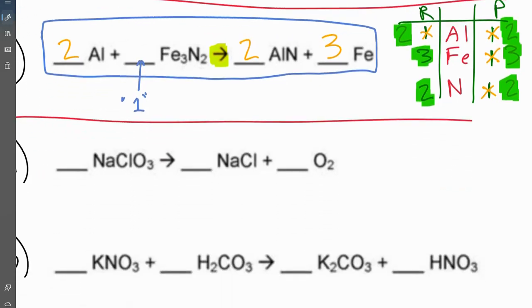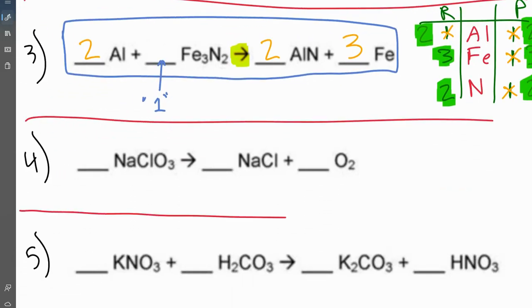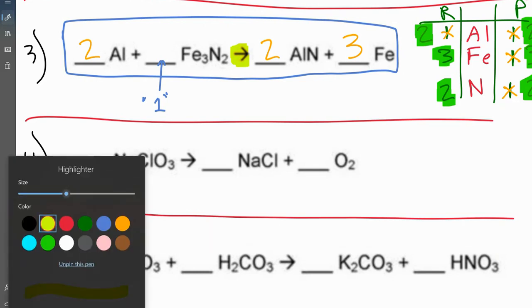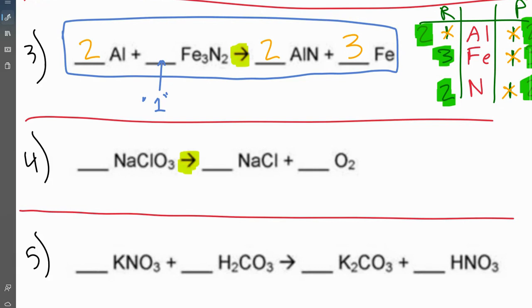Okay, up next, we've got this number 4, NaClO3. This is sodium chlorate. You don't have to know the name of that, but this sodium chlorate yields sodium chloride plus oxygen. This is another one of those, I just mentioned it right at the beginning of the video, this is another one of those diatomic elements.